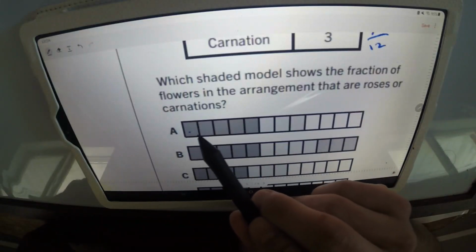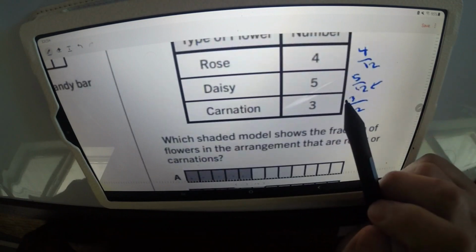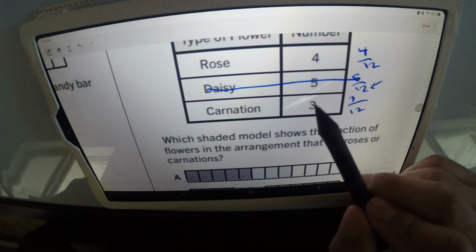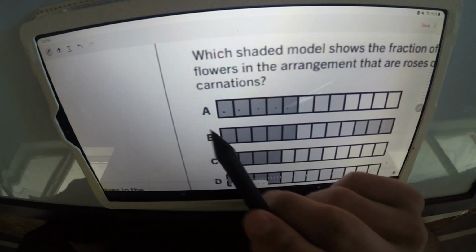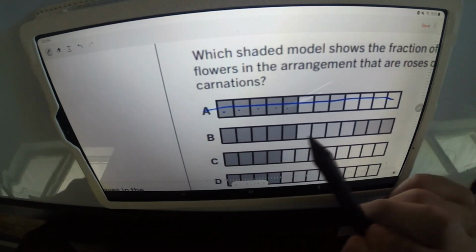So we can count this. 1, 2, 3, 4, 5. Well, there's no 5 in this number. That's daisies, and we're not talking about daisies. So let's cross that out. We're talking about roses and carnations. So we're looking for shaded 4 and 3. This isn't right because there are 5 shaded of something, and that's not anything we're talking about right now.